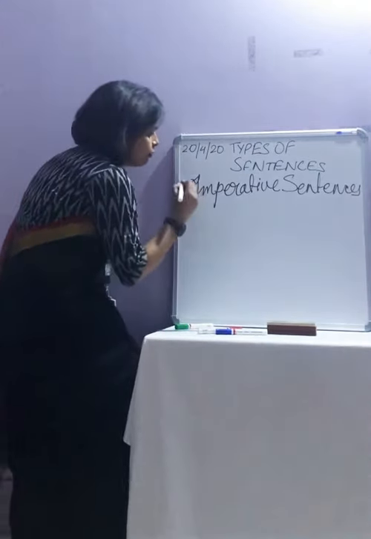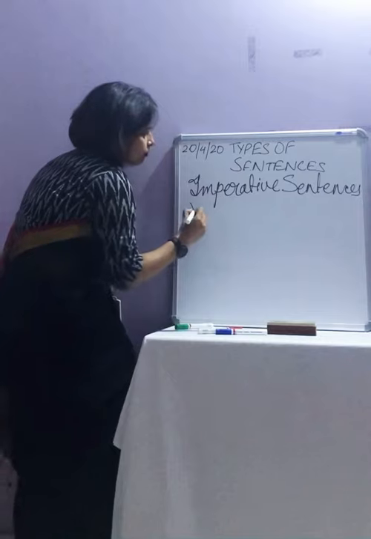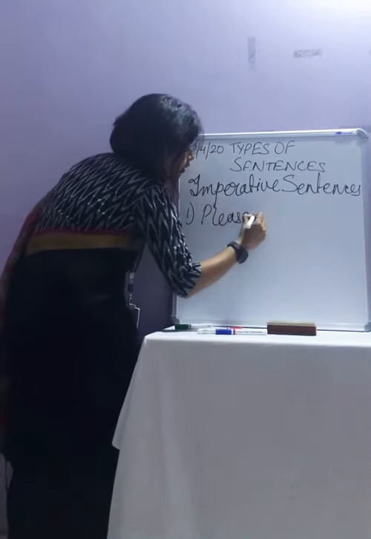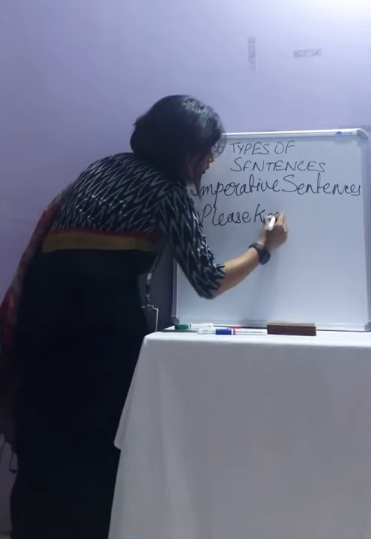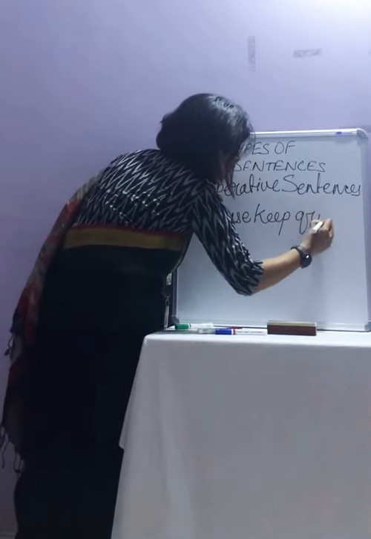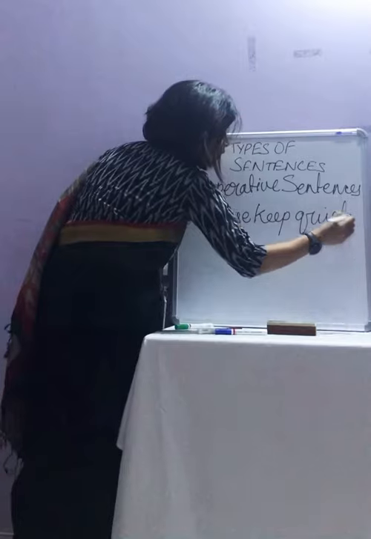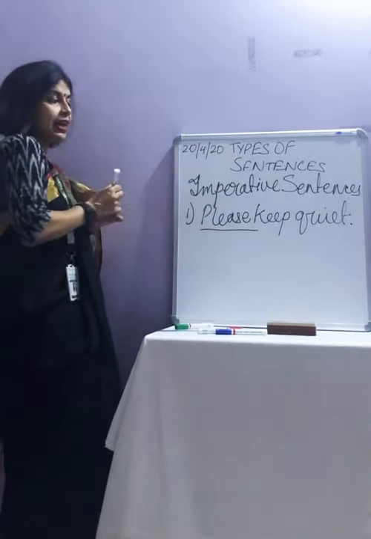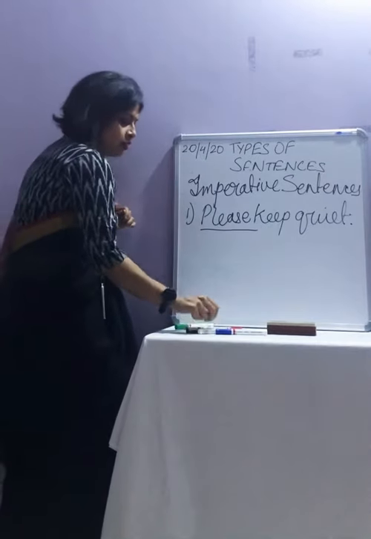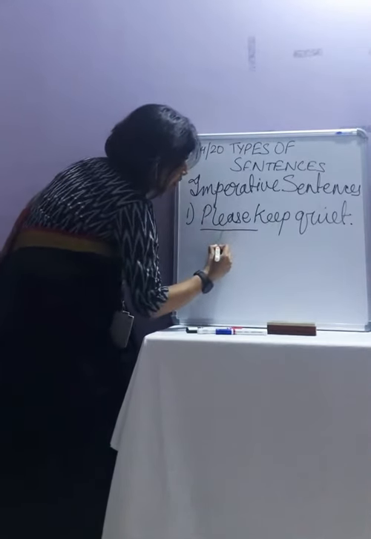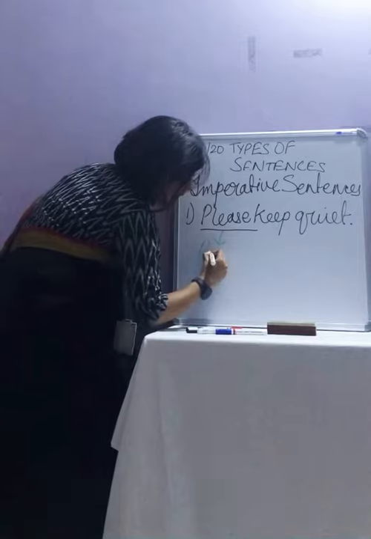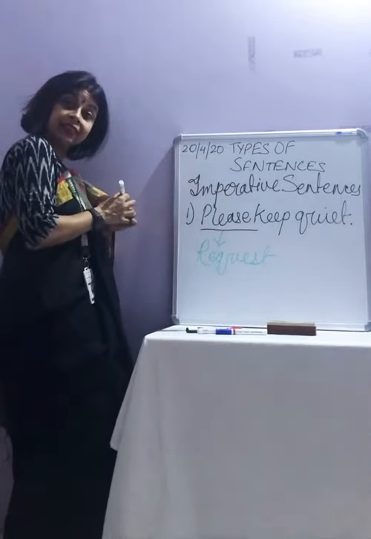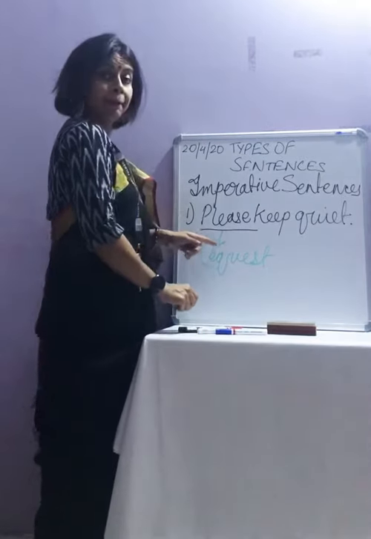Alright, so the first one. Keep quiet. Isn't it? So it has a please in it. Alright children? It has a please in it. So what is it? It is a request. Alright children? It is a request because it has a please in it.